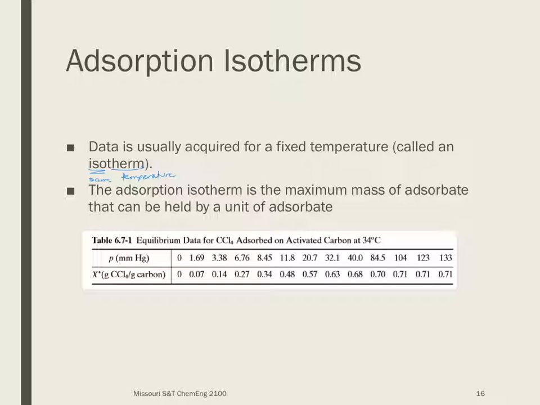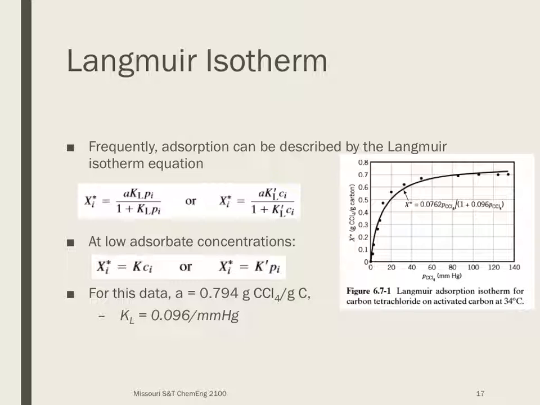The adsorption isotherm is going to be the maximum mass of adsorbate that could be held by a unit of adsorbent. So that activated carbon with all those little porous structure there. This data here is showing you how much could be absorbed, how much carbon tetrachloride, for instance, could be absorbed per gram of carbon. There are some typical forms that seem to describe the data that one takes in a lab.